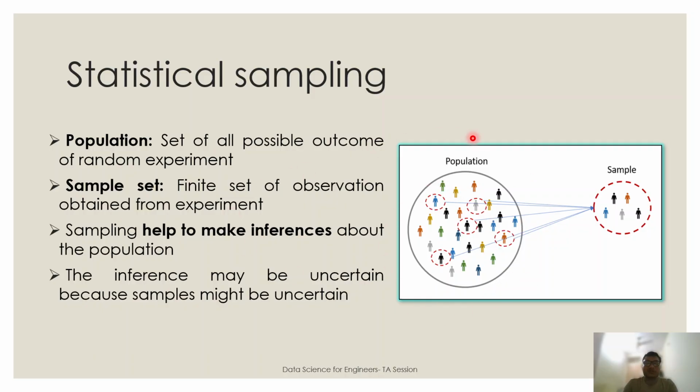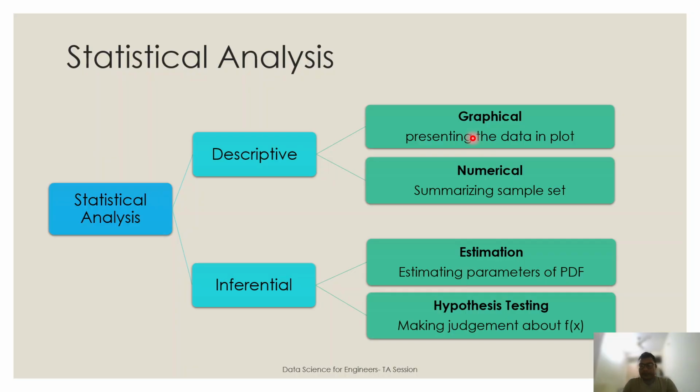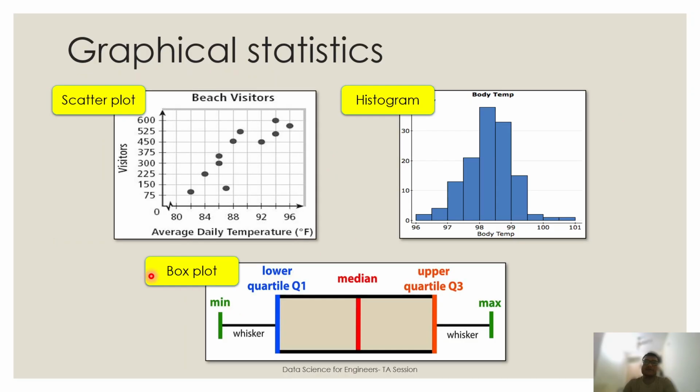So that's exactly what is called statistical sampling. With the help of statistical sampling, we are going to do the statistical analysis. The statistical analysis can be done in two ways: descriptive and inferential. Descriptive means we will provide graphs and numerical values based upon that, and then we have inferential, the hypothesis testing and the estimation and all. So we'll see each one of them.